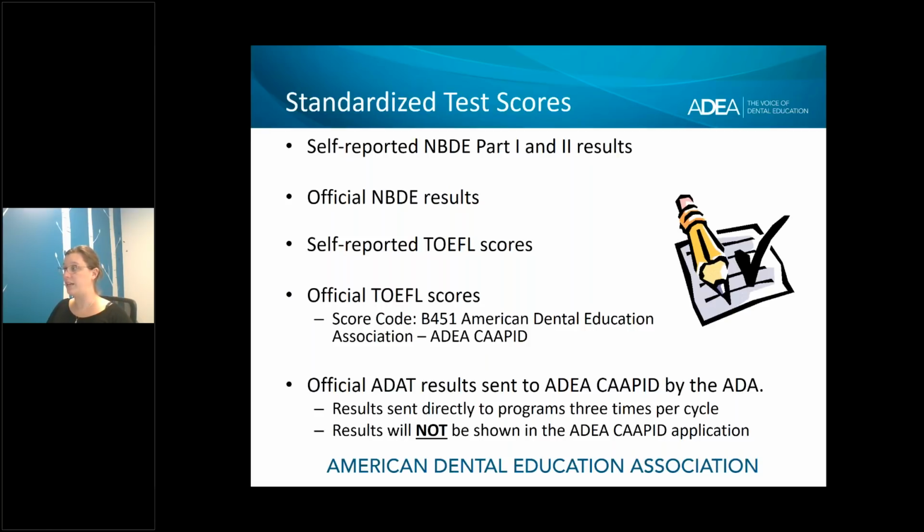Any applicant who has taken the ADAT will have their scores sent to all programs he or she has applied to. This will be done by ADEA directly to the program and will not display in the ADEA CAAPID application. Applicants who wish to report official board results to ADEA CAAPID will need to request the scores be sent via the score report portal on the ADA website.